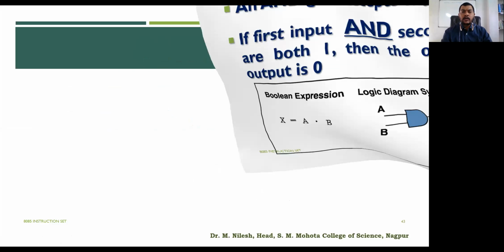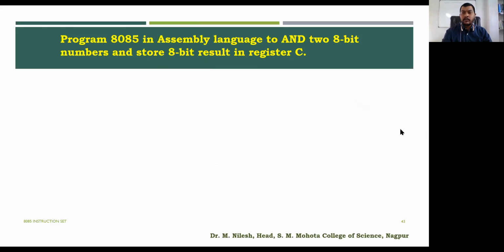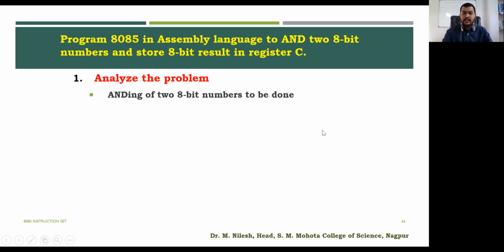So let us try one program. This program is meant to do an 8-bit ANDing operation on numbers. I expect from you that, as you have done the add program, adding 8-bit to 8-bit numbers and storing the result in register C, a similar program is written over there. Let us try to analyze this program. While analyzing, what is the main job of this program?